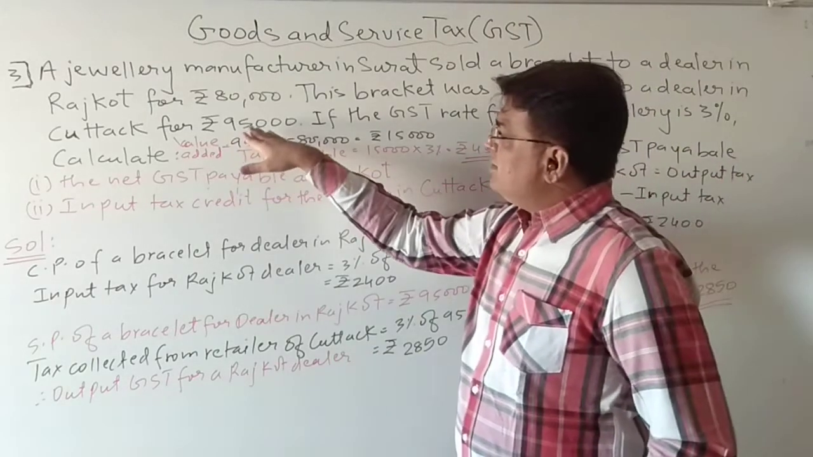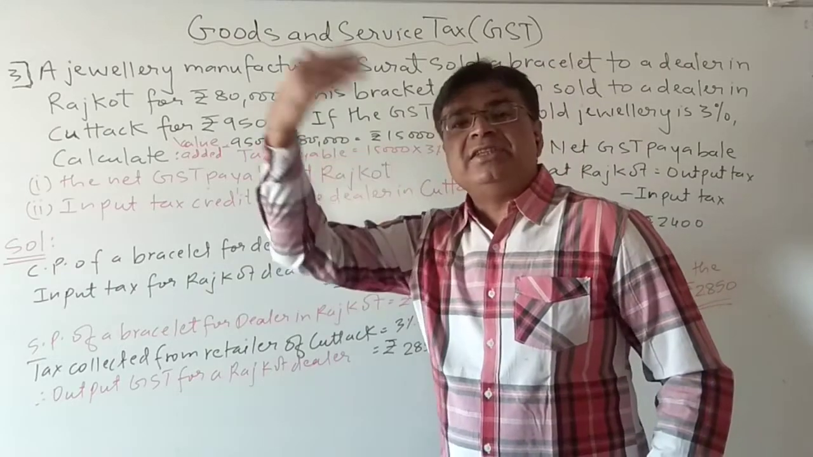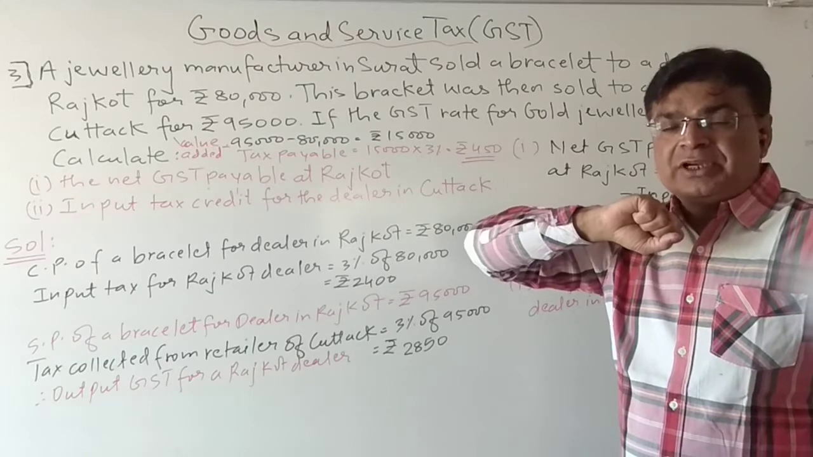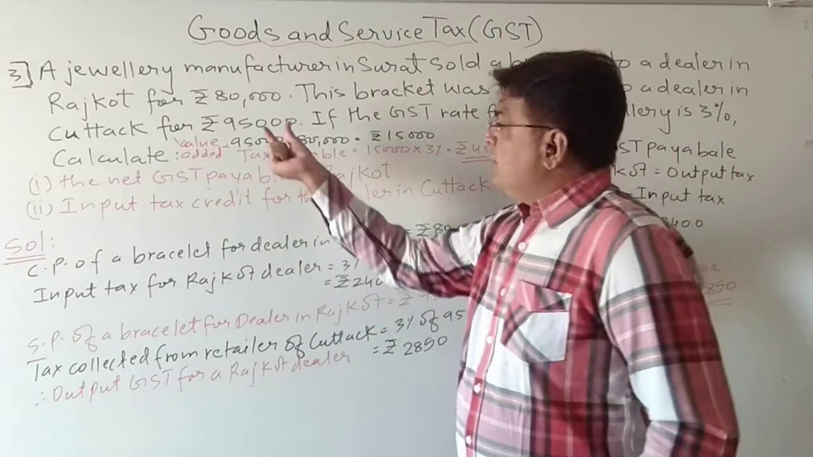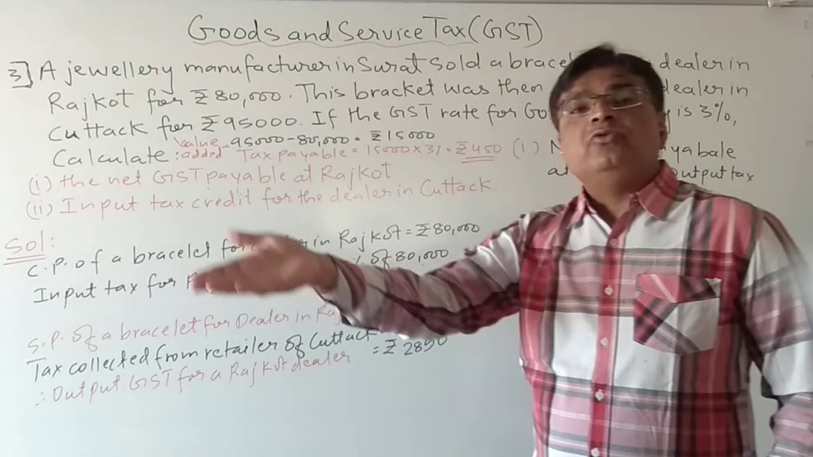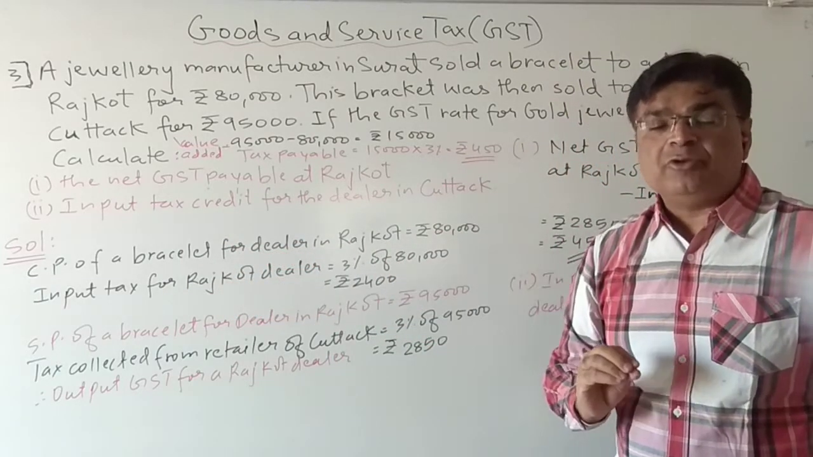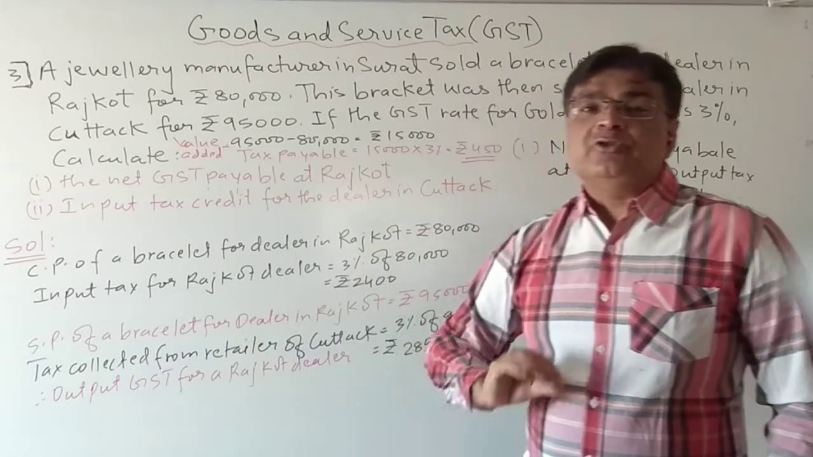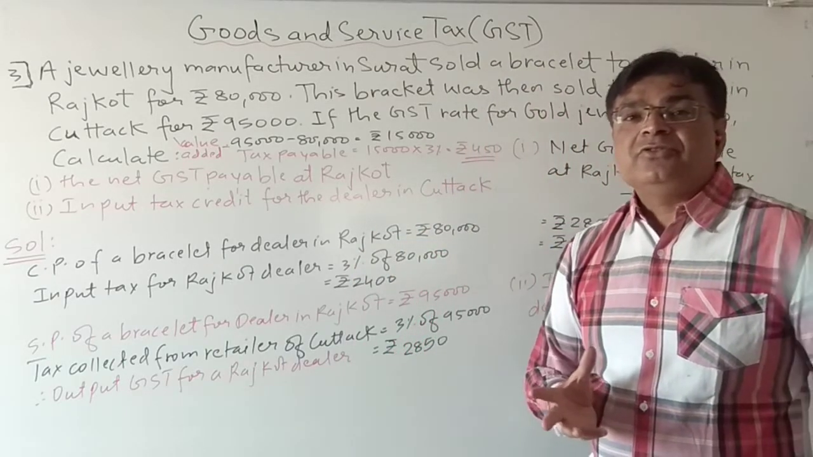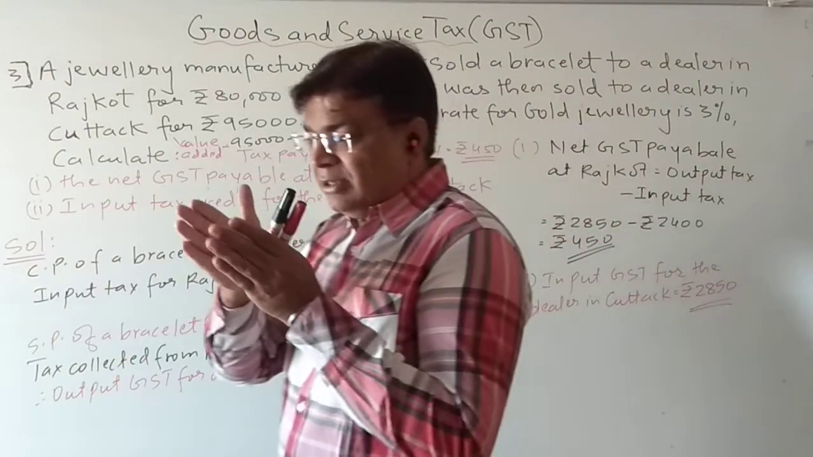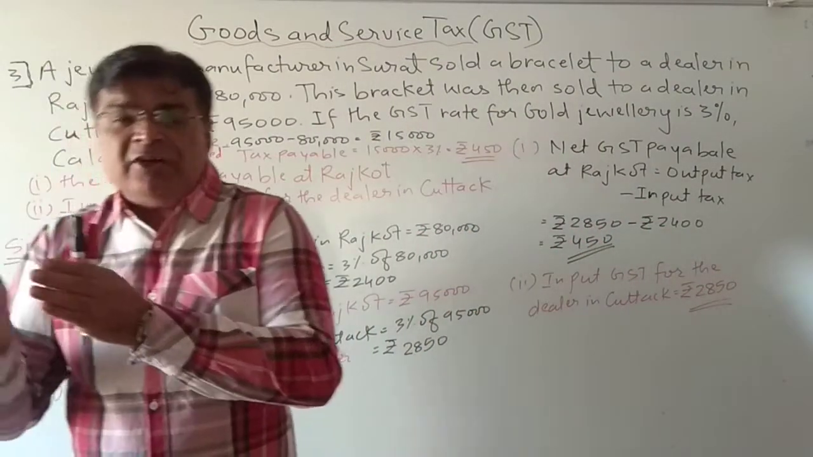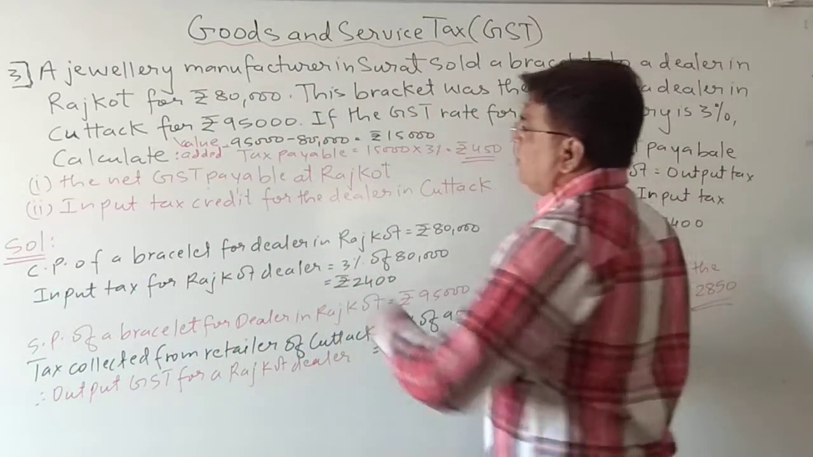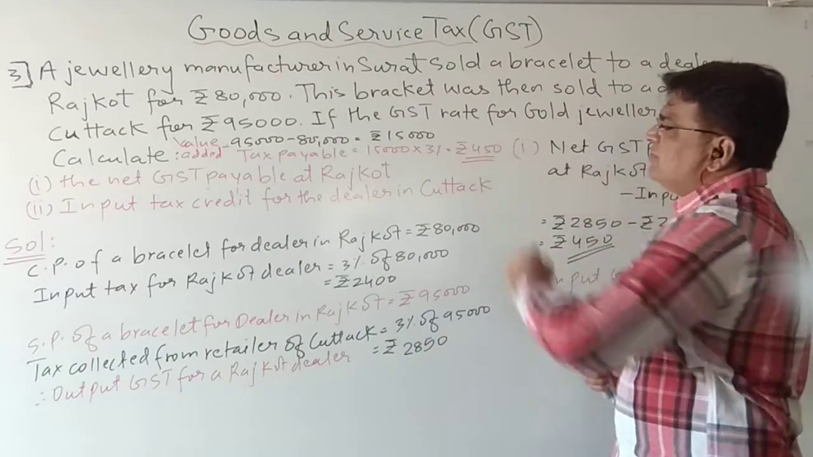Now suppose this retailer sells a 1 lakh rupees bracelet to the consumer. So how much value is added from 95,000 to 1 lakh? So 5,000 rupees. So the tax will be collected only on 5,000 rupees. So in this way the GST works. Whatever value keeps on adding, on that added value the tax is collected. Now see, we already got here 450.